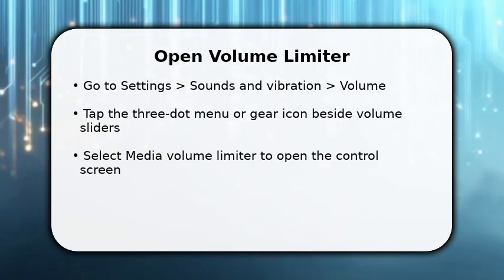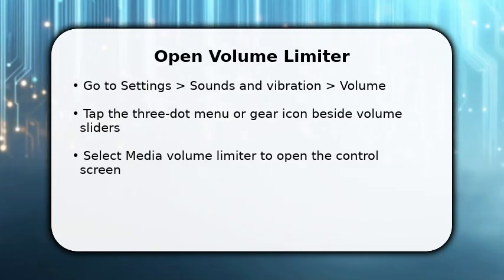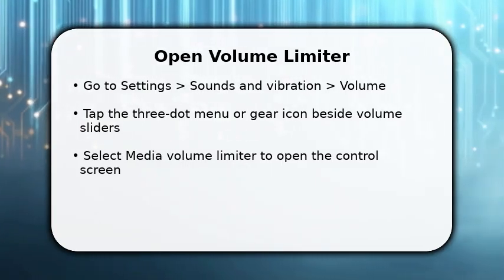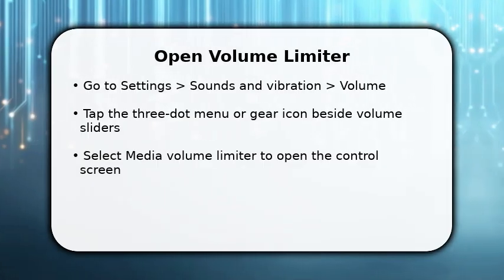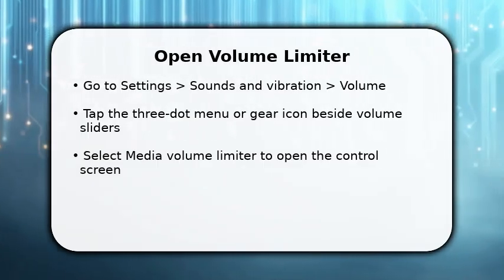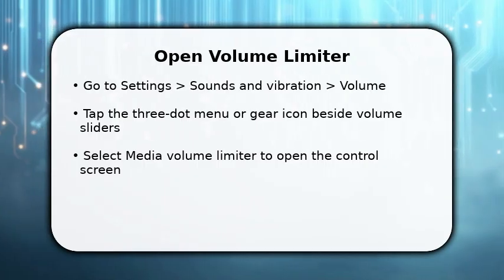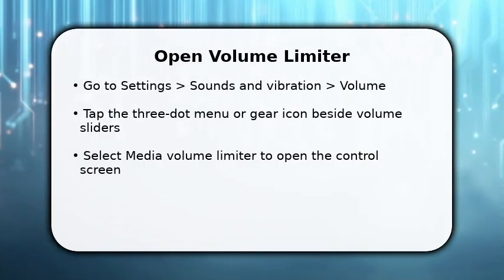You're starting in Side Settings on your Samsung. Go to Sounds and Vibration, then Volume, and tap the three-dot menu or the gear icon next to the sliders. This opens Advanced Controls. Once here, choose Media Volume Limiter to see the pin-protected option.